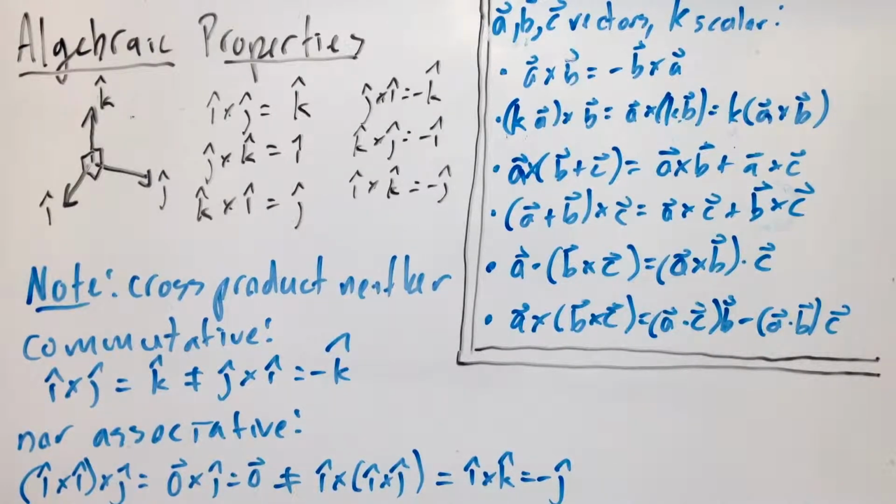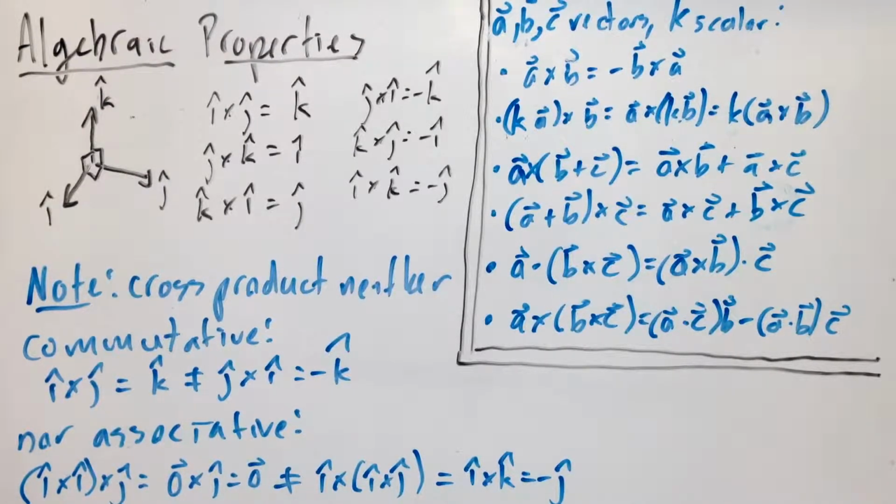Now let's investigate the algebraic properties of the cross product, and we have to be careful because the cross product, although it in a sense is a form of multiplication and acts a lot like multiplication, it doesn't satisfy a lot of the typical properties that multiplication satisfies.